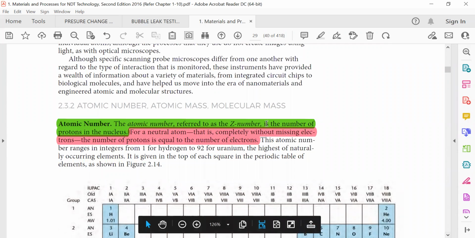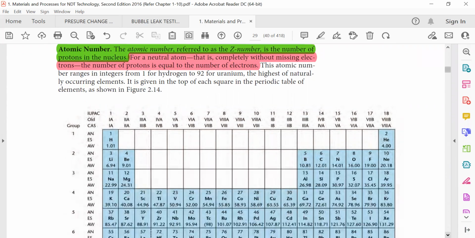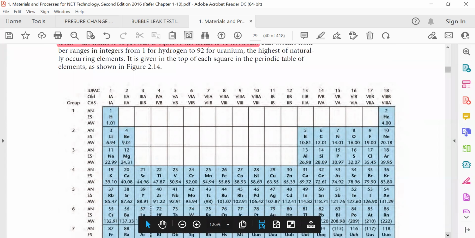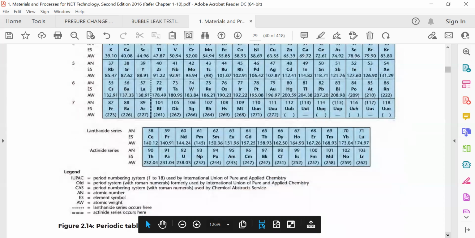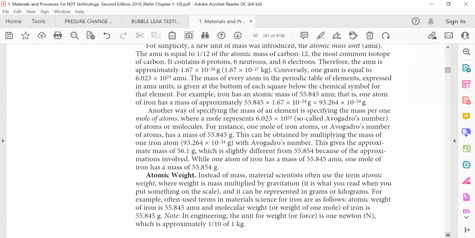The atomic number, referred to as the Z number, is the number of protons in the nucleus. For a neutral atom, completely without missing electrons, the number of protons equals the number of electrons. Only helium, neon, argon, krypton, xenon, and radon are the noble gases, stable substances. I will not go into mass and all.